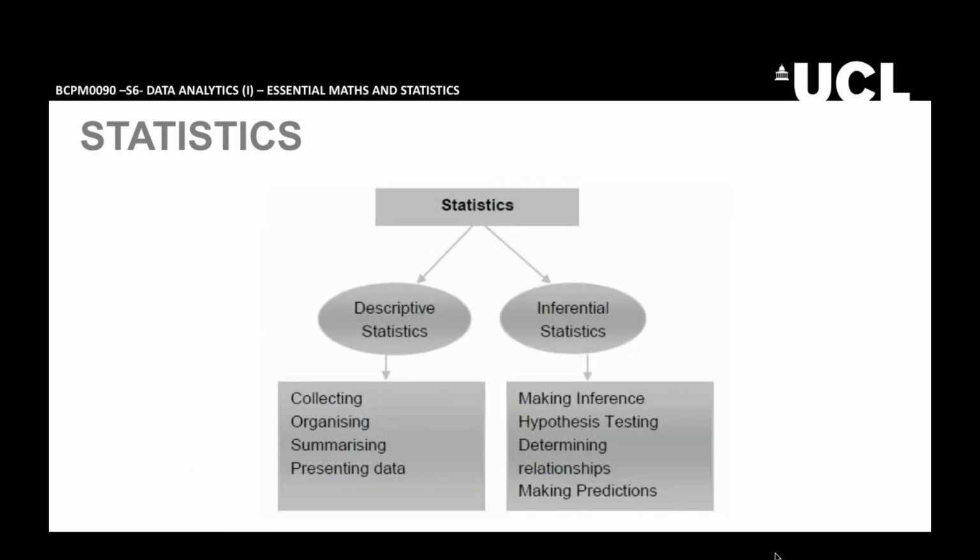Well, from the very beginning, it's important that you distinguish between the two main areas of statistics. We have descriptive statistics and inferential statistics. The descriptive statistics is more connected with collecting, organizing, summarizing, and presenting the data, while the inferential statistics will try to infer information from a sample of a whole population. These methods are good for hypothesis testing, to determine relationships between variables, and to make predictions.